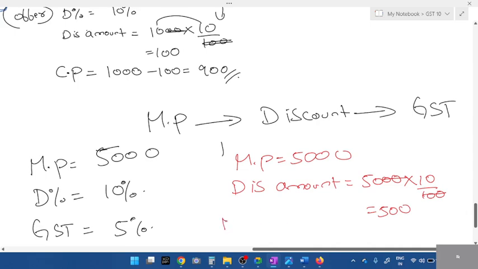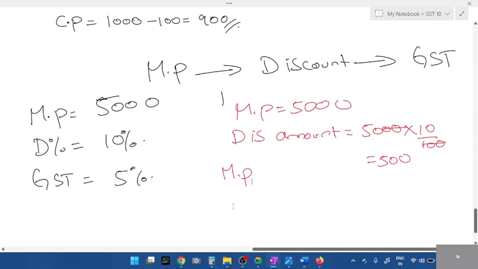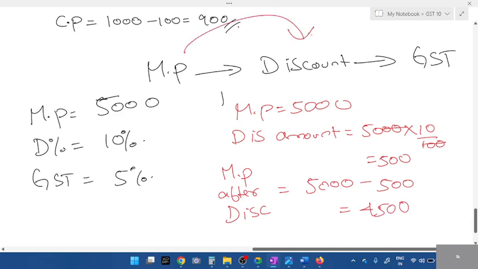Subtract it. So write the statement. Mark price after discount is equal to 5000 minus 500. What is 5000 minus 500? 4500. So from this step we moved to discount.